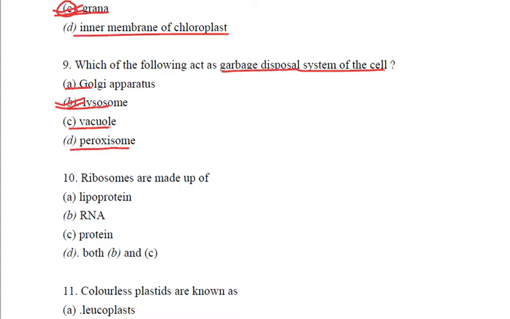10th question says ribosomes are made up of. Are they made up of lipoproteins, or RNA, or proteins, or both B and C? So we know that ribosomes are made up of both RNA and protein. So our correct option in this question will be both B and C. That is our D option.